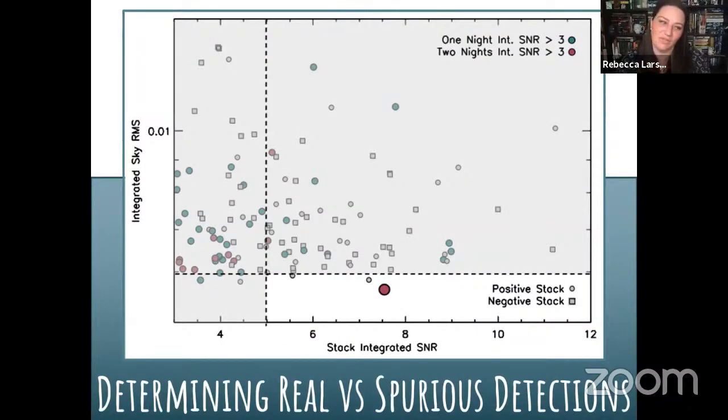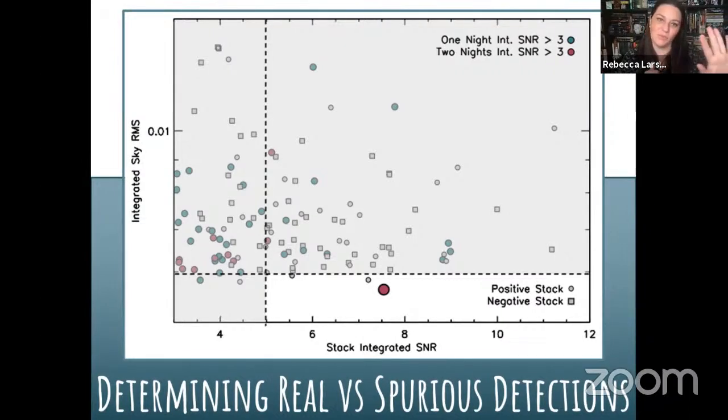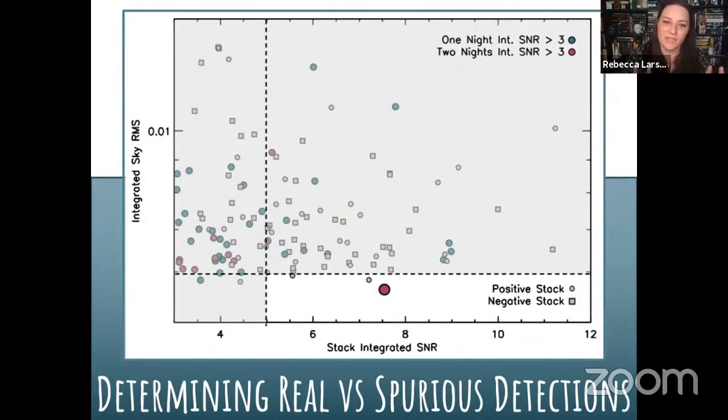Here are all of the emission lines that we found in our data. I'm showing here the integrated signal-to-noise of our emission lines on the x-axis and the sky RMS, so basically the error value, on the y-axis. If you look at this plot, the top left would be where skylines would be expected, and the bottom right is where you would expect real detections, where there's not a lot of error and you have a high signal-to-noise emission line. I'm showing all of our detections that we found.